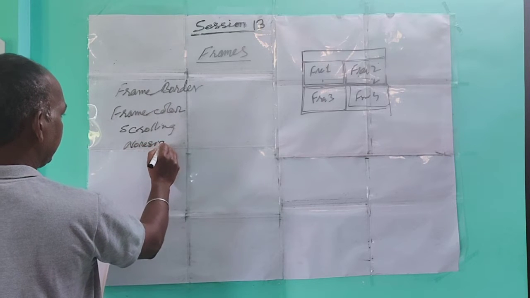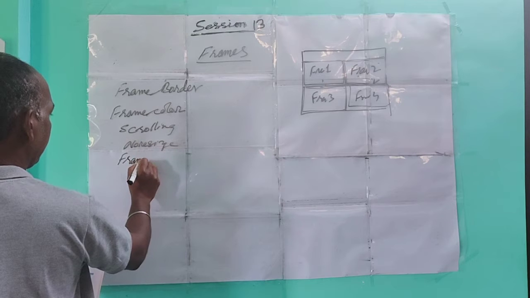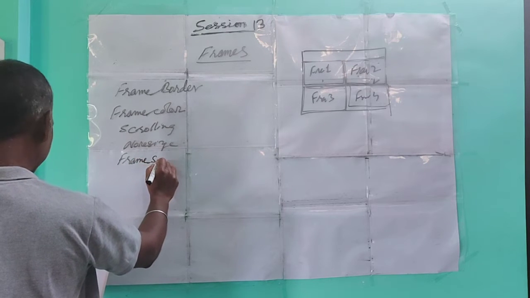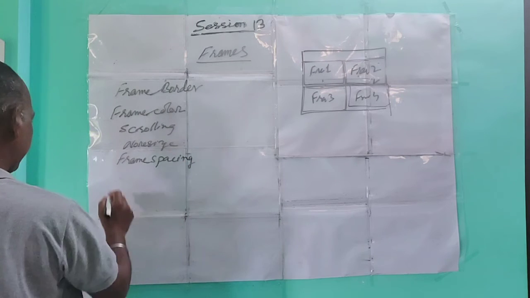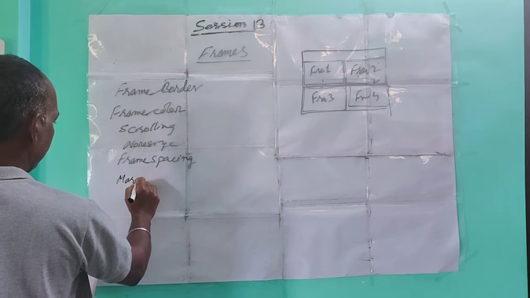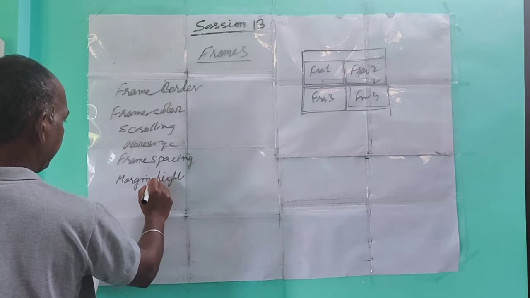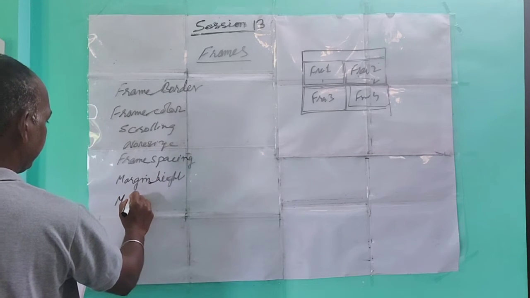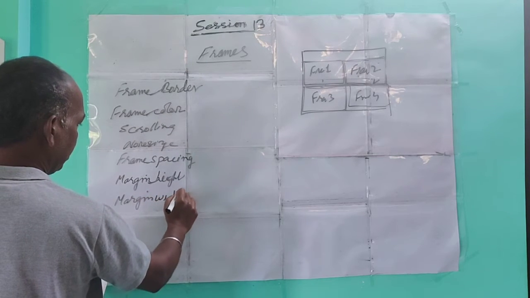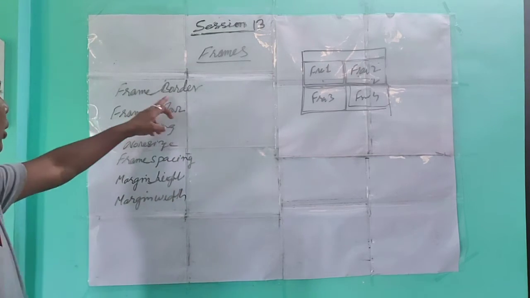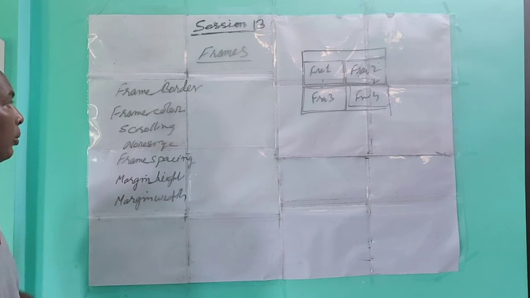noresize, then framespacing, then marginheight, then marginwidth. So don't give space between frame and border, frame and color, frame and spacing, margin and height, margin and width.